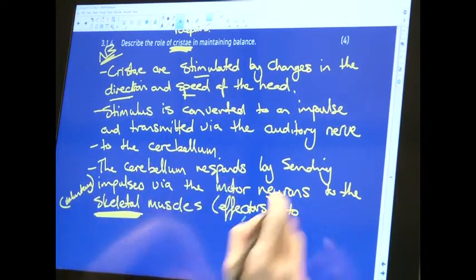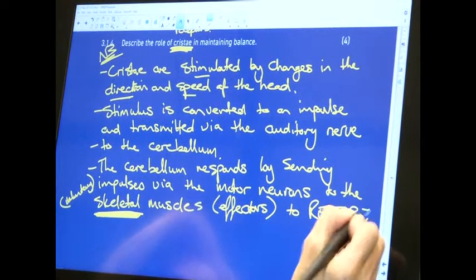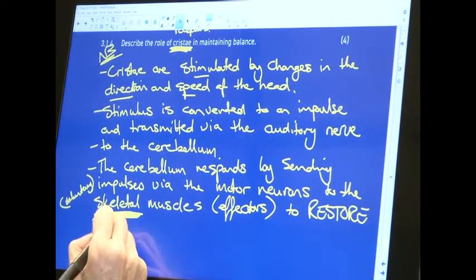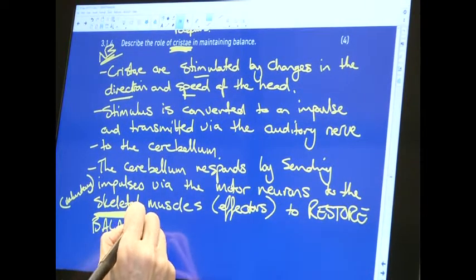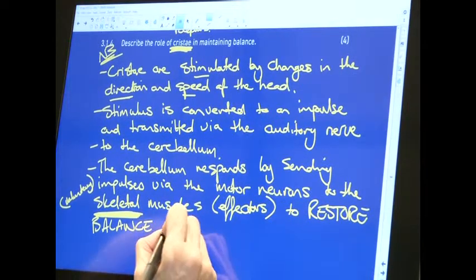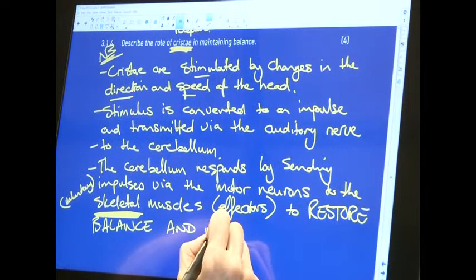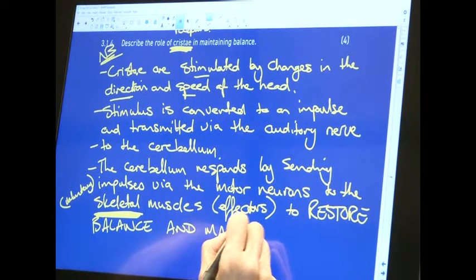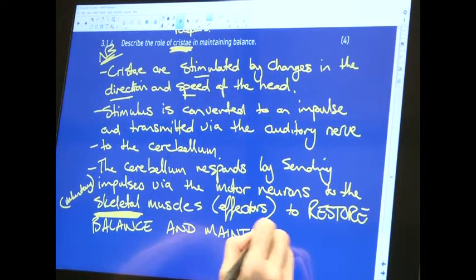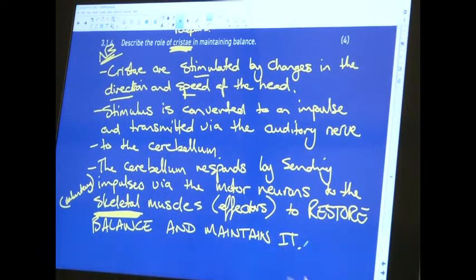to, and this is important, restore balance and maintain it. I suppose you could have said it's restore and maintain balance, but there you go. So there are your 4 points, there are your 4 marks.